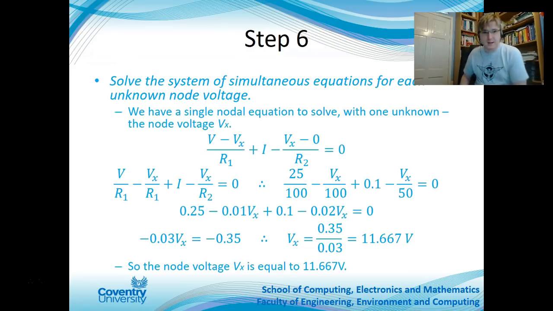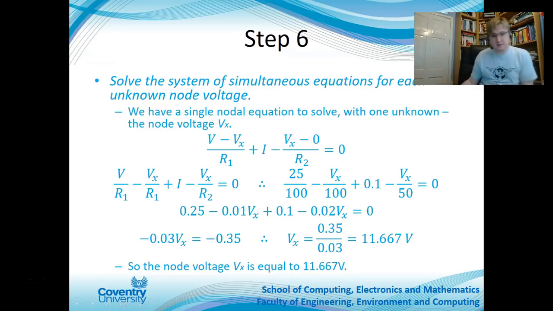Okay. And then there's your step 6, which is solving the simultaneous equations for each unknown node. So essentially you've only got one situation here. So you get (v minus vx) over r1 plus (I minus vx minus 0) over r2. Obviously you can expand these out. So you have v over r1 minus vx over r1 plus I minus vx over r2 equals 0. You would also have a 0 over r2 term, but because there's 0 on the numerator, there's no point in doing it because it's going to be 0 anyway.